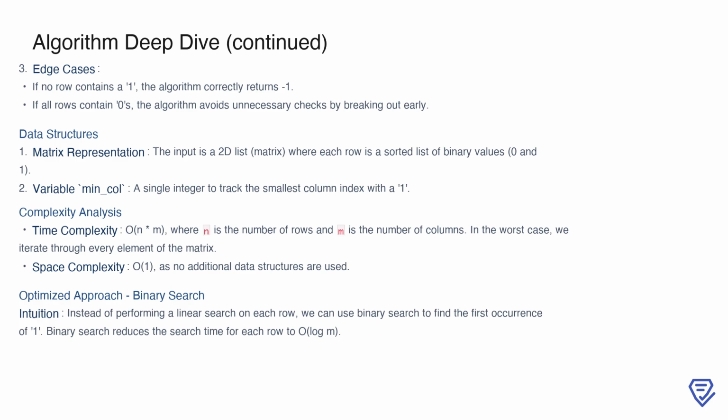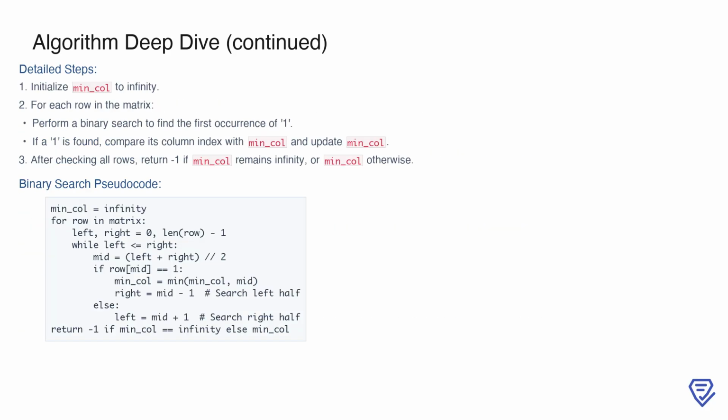To optimize this further, we can use binary search. The intuition here is that since the rows are sorted, we don't need to perform a linear search. Instead, we can use binary search to find the first occurrence of 1, reducing the search time for each row. Let's break down the optimized approach using binary search.